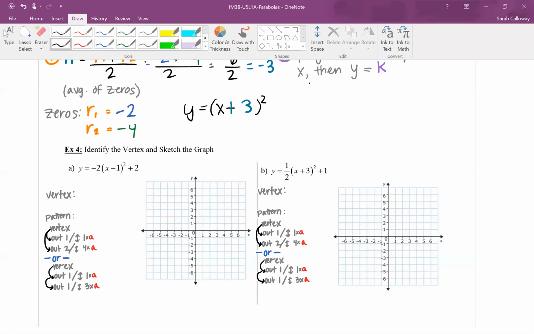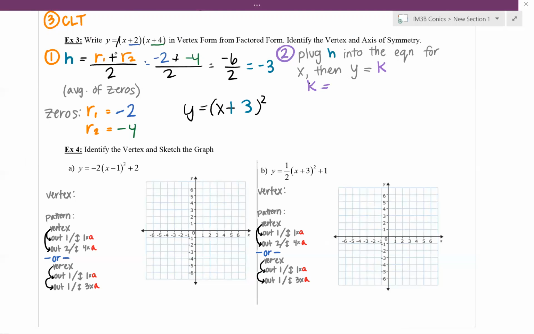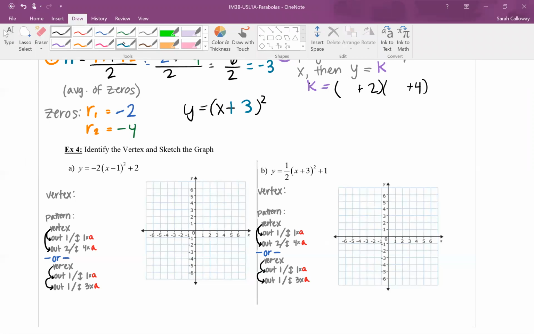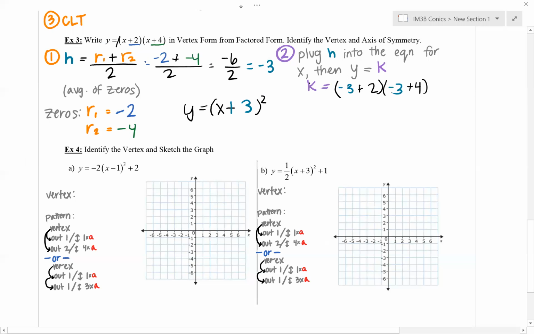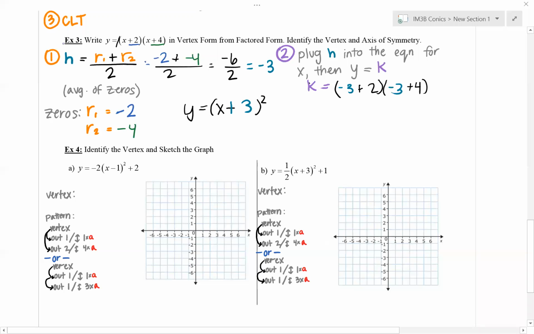So k is going to be equal to, we're going to plug -3 in for x into x plus 2 times x plus 4. So we have -3 plus 2 in parentheses. That means we technically have -1. And then we're multiplying it times -3 plus 4, so +1. So that means that k is -1.